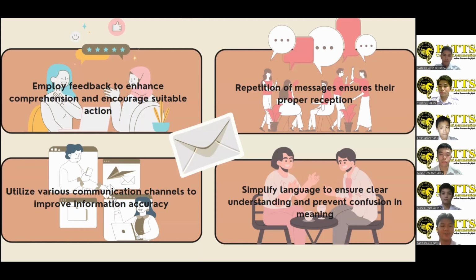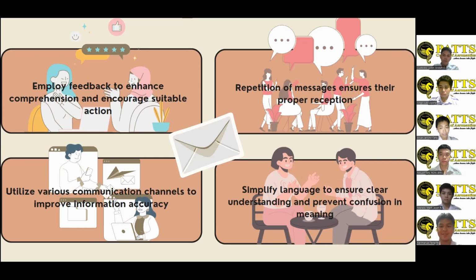Next is utilize various communication channels to improve information accuracy. Another one to overcome the barriers in communication is the repetition of messages ensures their proper reception. So whenever you feel like you're misunderstanding something or can't grasp it fully, it is always not a problem to ask the sender of the message to repeat what they've said.